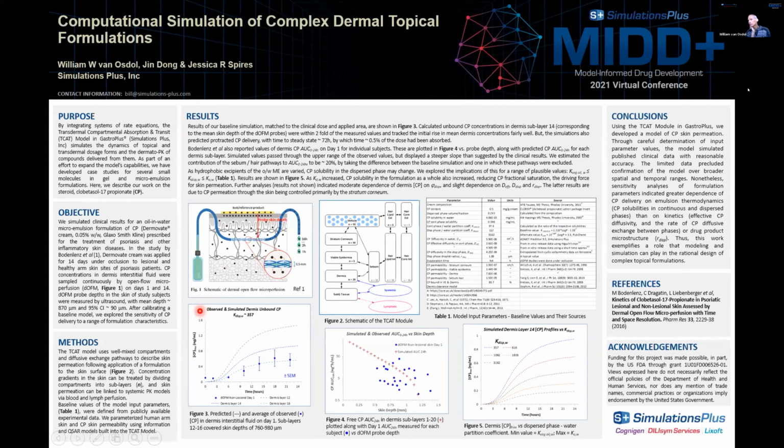So here in figure 3, simulated clobetasol propionate concentration time profiles for dermis sublayers 12, 14, and 16 are shown with the dotted lines. The DOFM results are plotted as the filled circles. Sublayer 14 once again corresponds to the average DOFM probe depth, and sublayers 12 and 16 correspond to the outer limits of the 95% confidence interval on probe depth.